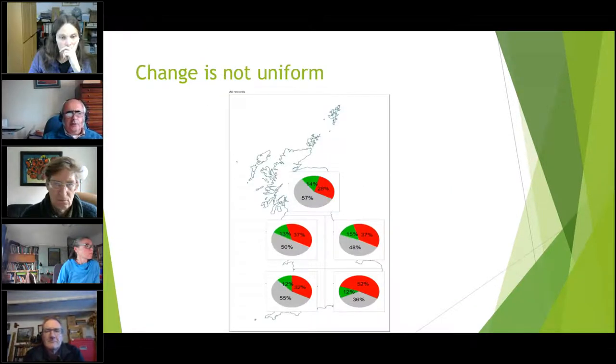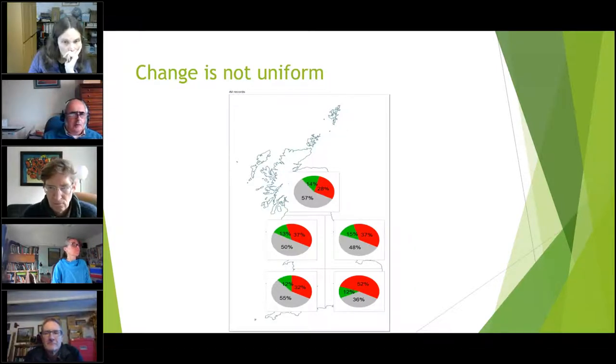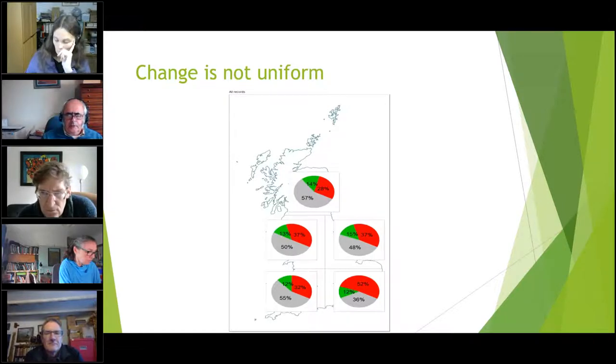But those declines are not uniform. And I think this is probably one of the things that doesn't come out very well in analyses that we see published. You see national declines, you see predictions of declines and so on. But if you start to break it down into regions, you see that there's a very substantial difference between most of the British Isles and the southeast. And that gives me some reasons to suspect that there may be something rather unusual going on.